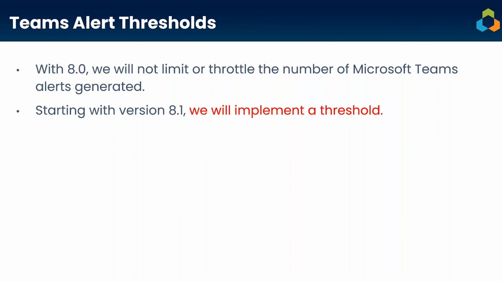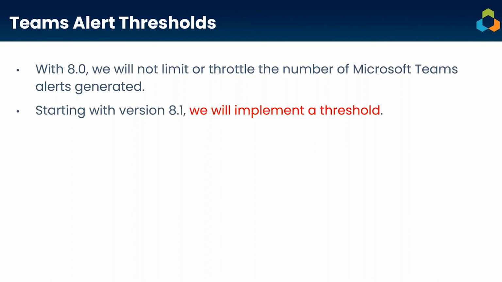We'll do those separately because they are a bit more involved and there's some setup steps, all very simple to do. But again, we do want to cover all of that on today's call. So we'll do a few things through screen captures before we get into the core of the release notes. Before we get into discussing the Teams alerts in more detail, one thing to be aware of is that with version 8.0, we will not limit or throttle the number of Microsoft Teams alerts that are generated in your environment. But starting in version 8.1, we will implement a threshold.